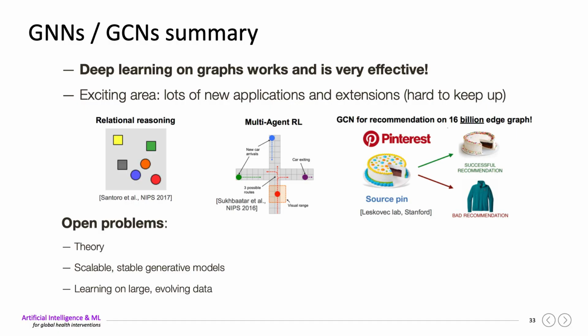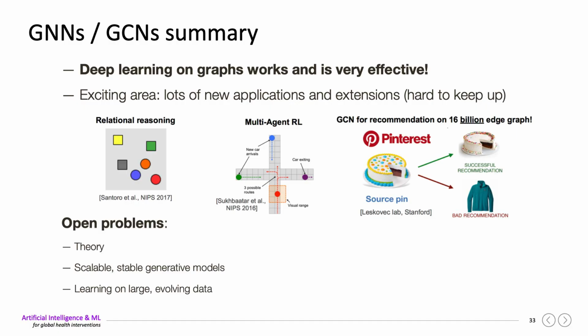Multi-agent reinforcement learning, from Sukhbaatar and colleagues, NIPS 2016. And the GCN for recommendation on a 16 billion edge graph, from the Leskovec lab at Stanford, illustrated with Pinterest's recommendation of good versus bad matches from a source pin. The open problems listed are honest and important.